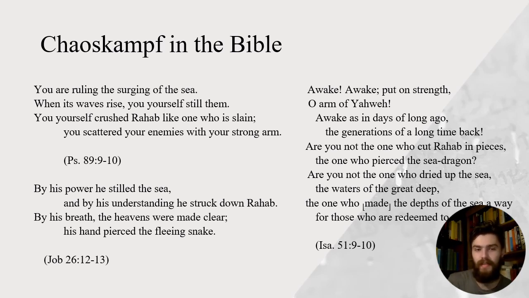Job 26 is perhaps more clear. It says that by his power he stilled the sea, by his understanding he struck down Rahab, by his breath the heavens are made clear, and his hand pierced the fleeing snake. So here Rahab is understood as a sea serpent. And here, just as we saw in the Enuma Elish with Tiamat and Marduk, the idea of God using breath or wind to split the seas and destroy the serpent is very common here.